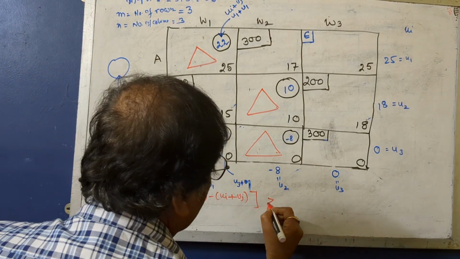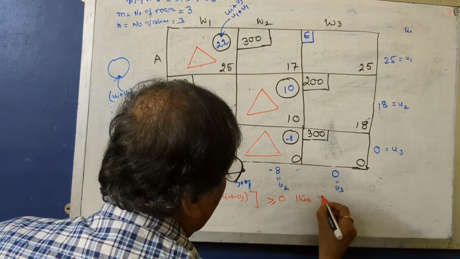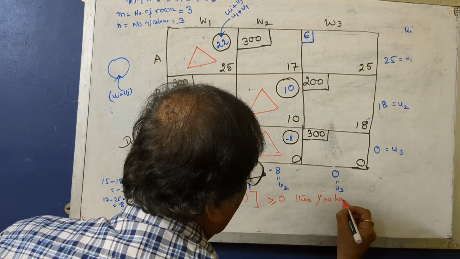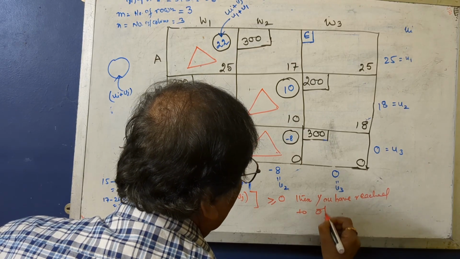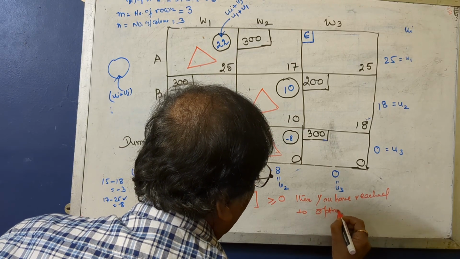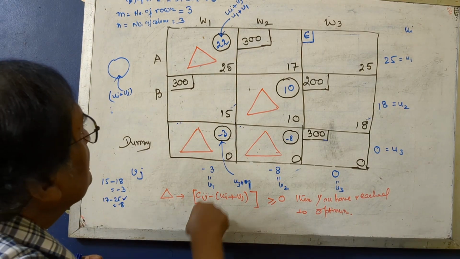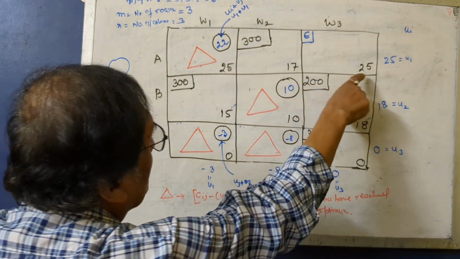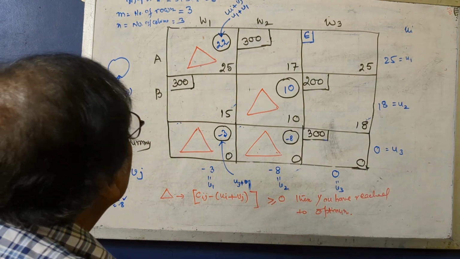And if all these are greater than or equal to 0, then you have reached the optimum. Okay, you have to reach the optimum. So what is Cij? Cij means this C11, C12. This is the cost. So like that. So first I'm going to start from this place.